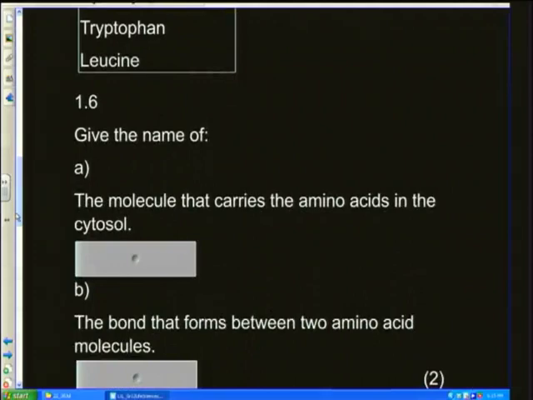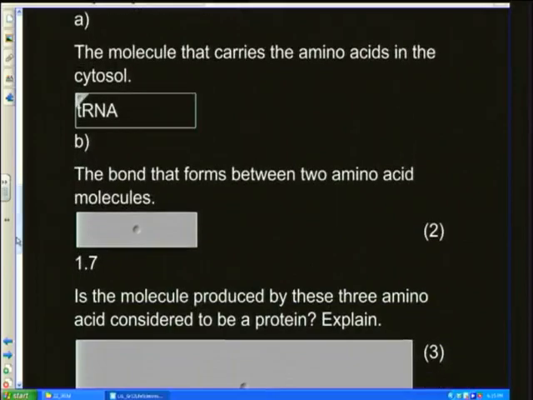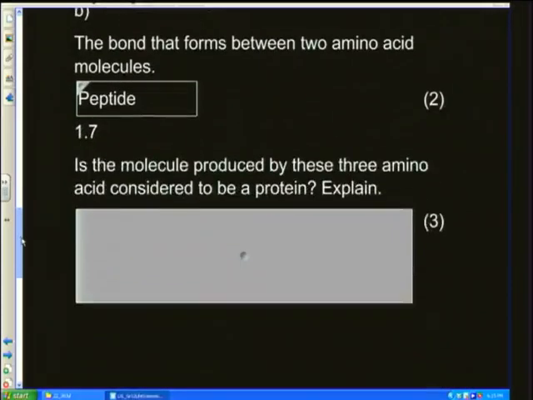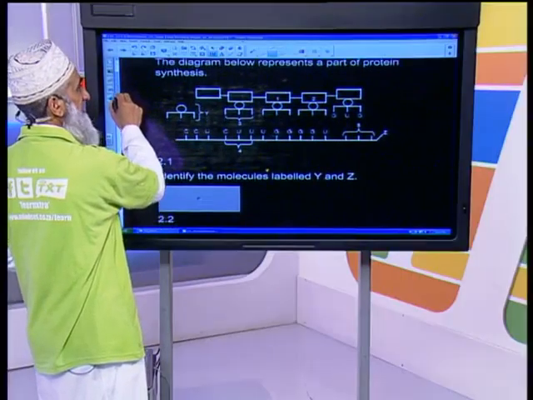Give the name of the molecule that carries the amino acids in the cytosol. That's easy, the transfer RNA. The bond that forms between 2 amino acid molecules, that is a peptide bond. Notice the ones that are easy, we're not wasting time with. Is the molecule produced by these 3 amino acids considered to be a protein? Explain. We can answer this one too. No, because a protein must have at least 50 or more amino acids. Right now, this molecule has 3, so it's called a tripeptide. Sometimes we may even call it a polypeptide. And we're not going to waste too much time with the second question.